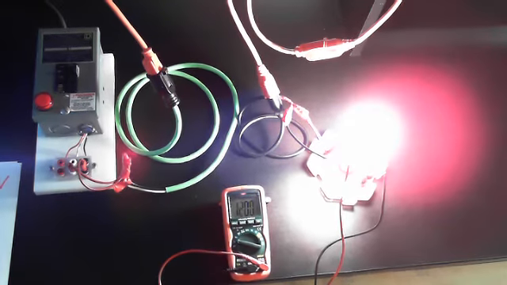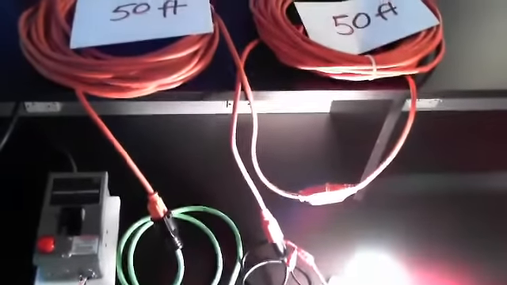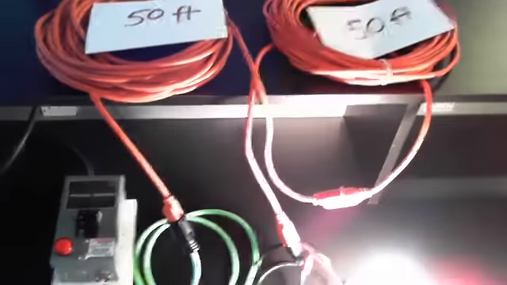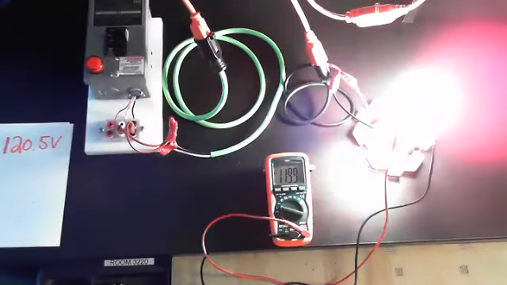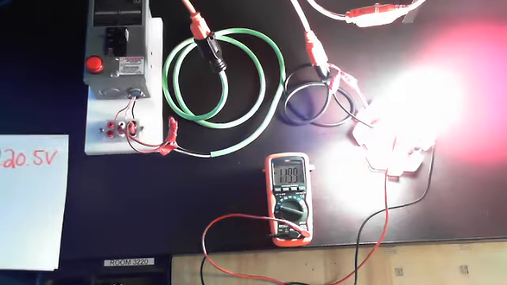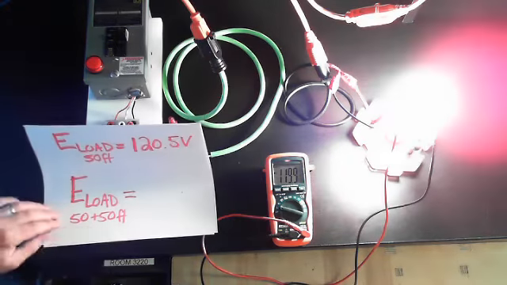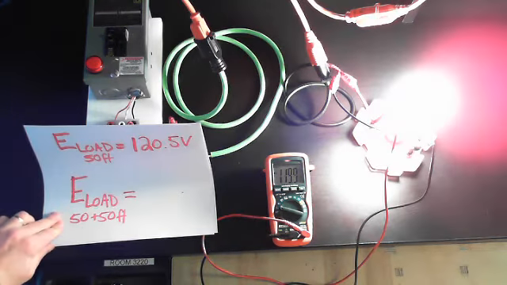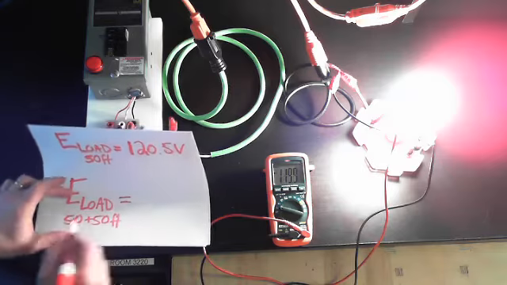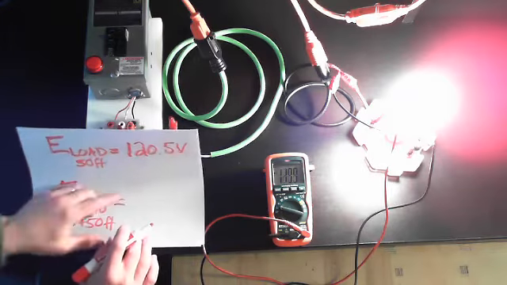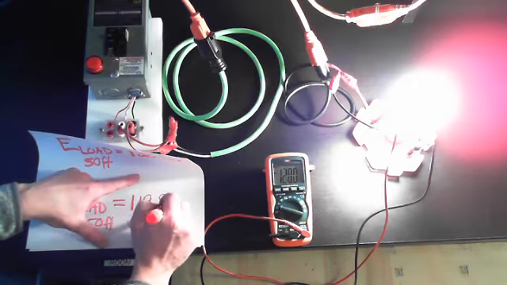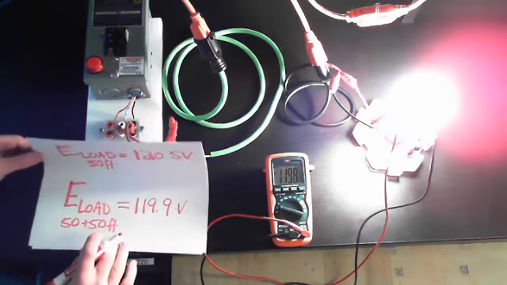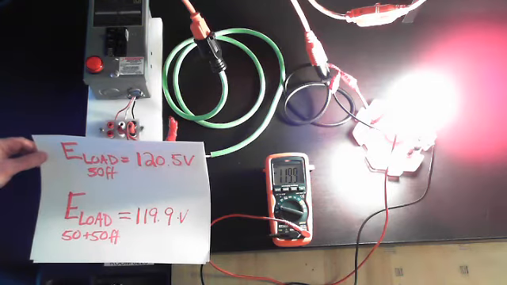And so of course we have our two 50s in series. We have a total of 100. And I'm down to now 119.9. So at a 50 plus a 50, my load voltage is 119.9. Again, that progressive dropping.